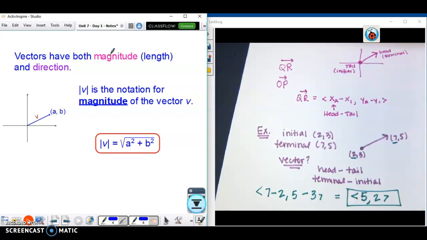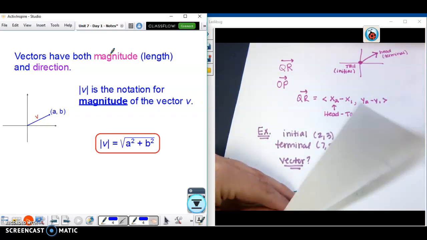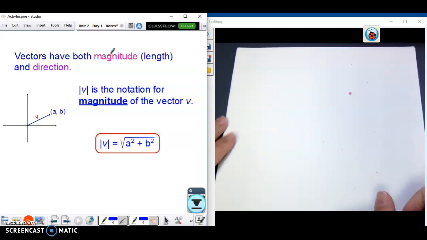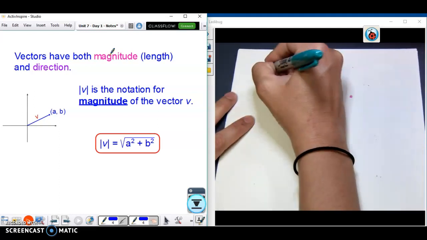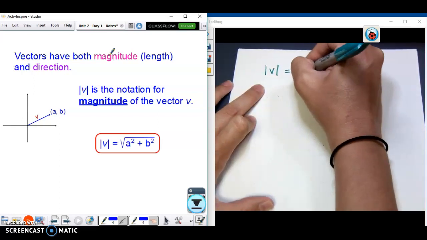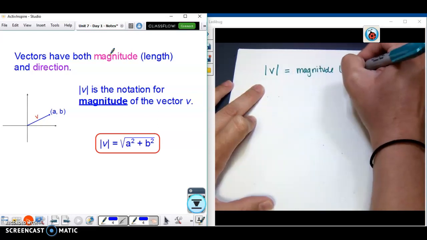Whenever we're referring to the magnitude or the length, the notation for that is going to look like absolute value. When you see the absolute value bars around V, which stands for vector, we're talking about the magnitude, or the length, of the vector.